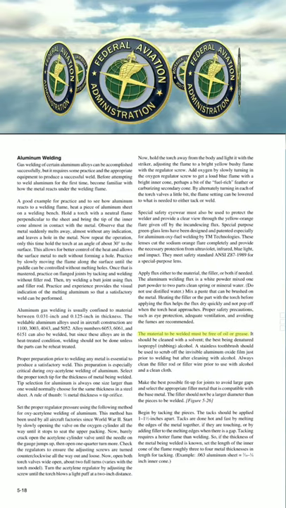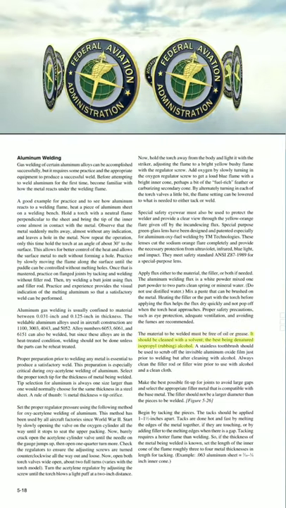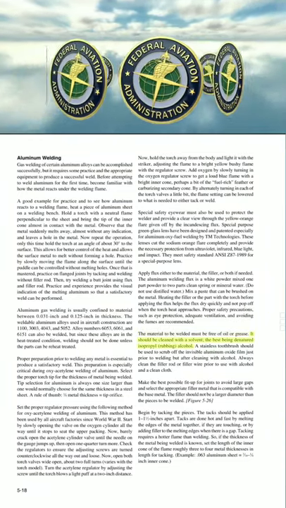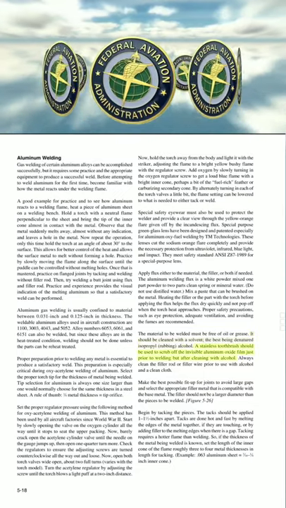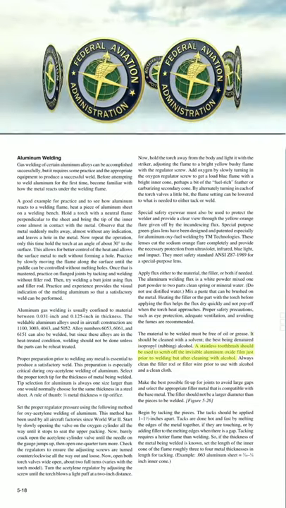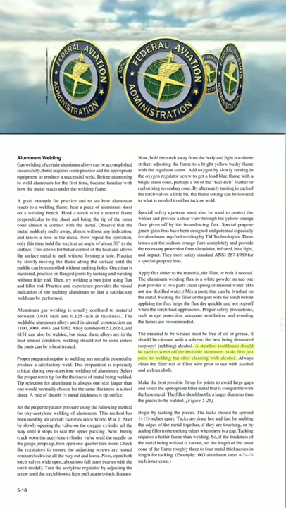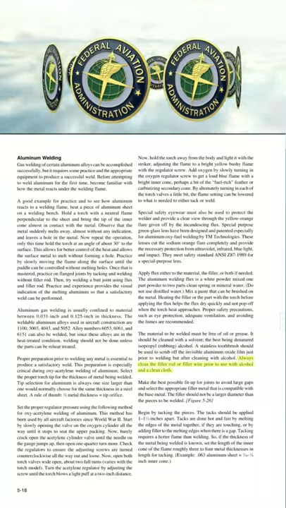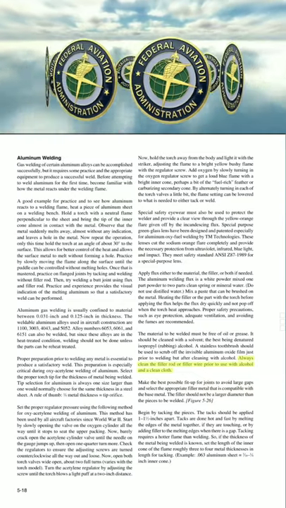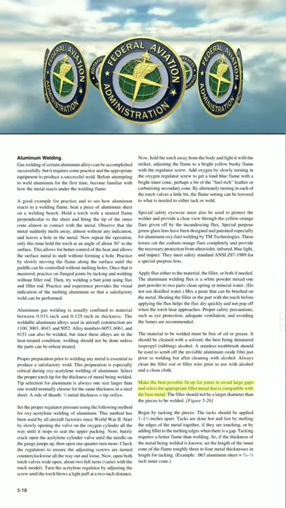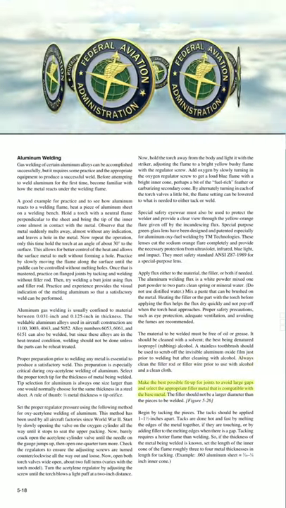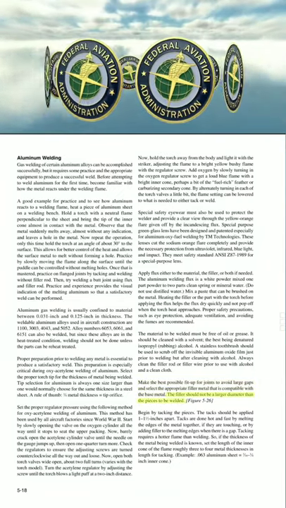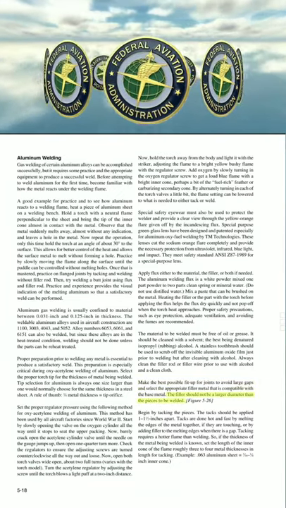The material to be welded must be free of oil or grease. It should be cleaned with a solvent, the best being denatured isopropyl rubbing alcohol. A stainless toothbrush should be used to scrub off the invisible aluminum oxide film just prior to welding, but after cleaning with alcohol. Always clean the filler rod or filler wire prior to use with alcohol and a clean cloth. Make the best possible fit up for joints to avoid large gaps and select the appropriate filler metal that is compatible with the base metal. The filler should not be a larger diameter than the pieces to be welded.